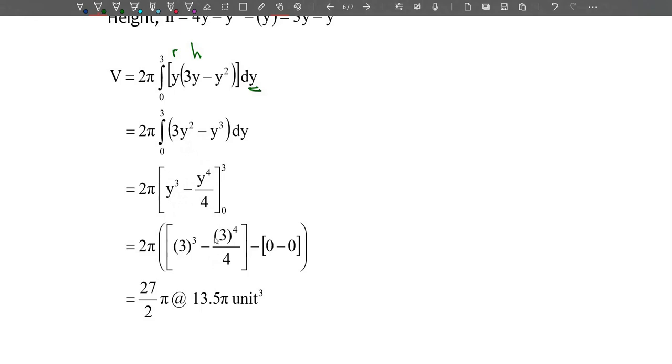Substitute the value of the upper boundary minus the substitution of the lower boundary. Remember, write it even if it is 0. And hence, we have the volume 27 over 2 pi unit cubed.